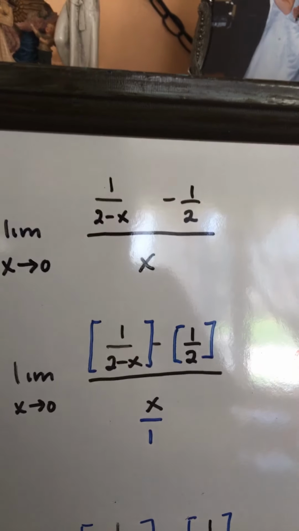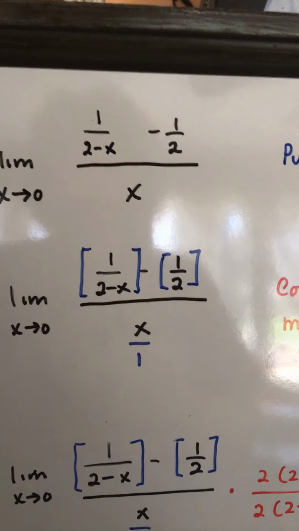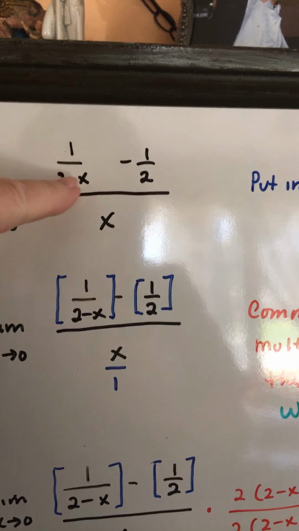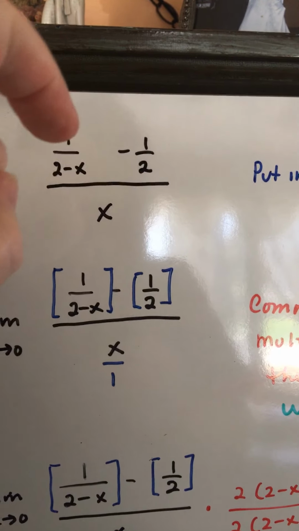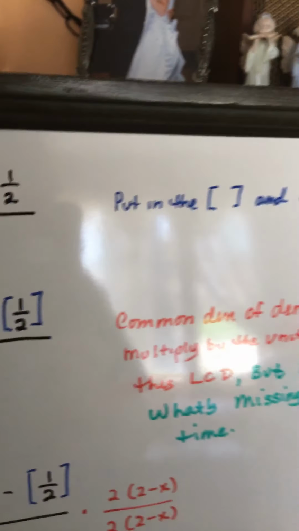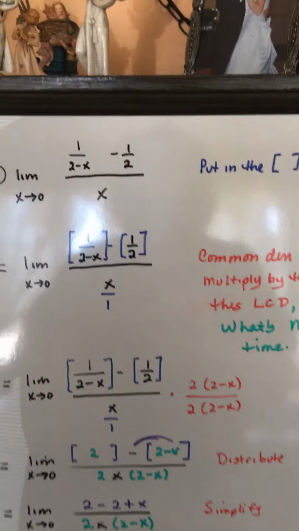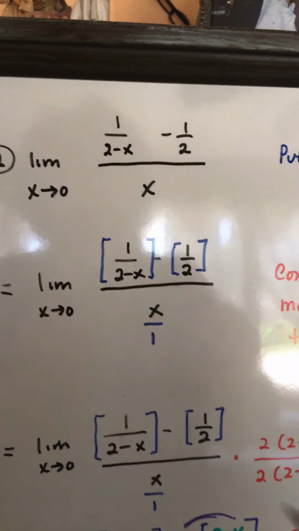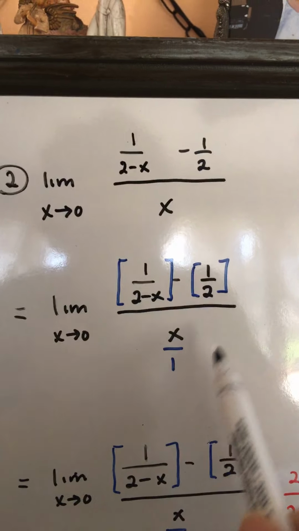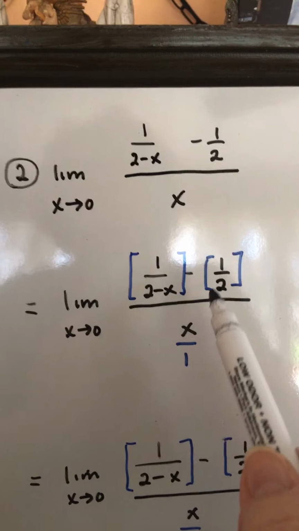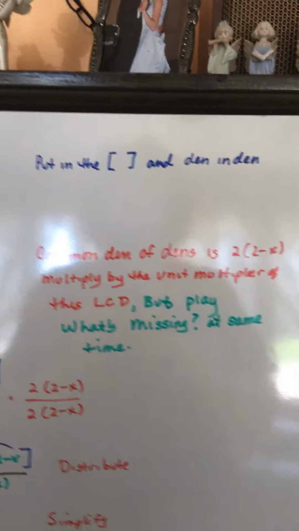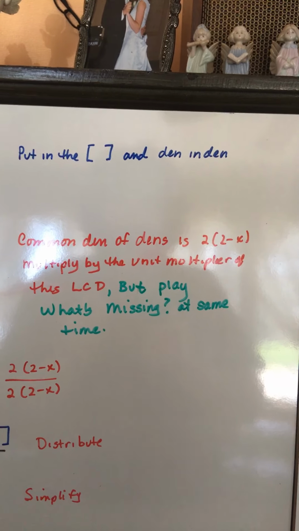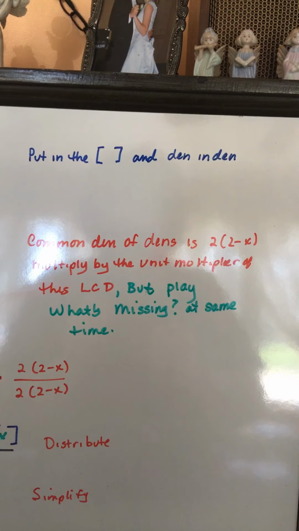So here's the second example. It's similar. Do you see how I inserted the square brackets? If I insert 0, 1/2 minus 1/2 is 0 over 0. It's an indeterminate, so I have to do more algebra. Yes, what is my common denominator? Now that I look at all of them, it's 2 times 2 minus x. And I'm going to show multiply by the unit multiplier of the LCD.